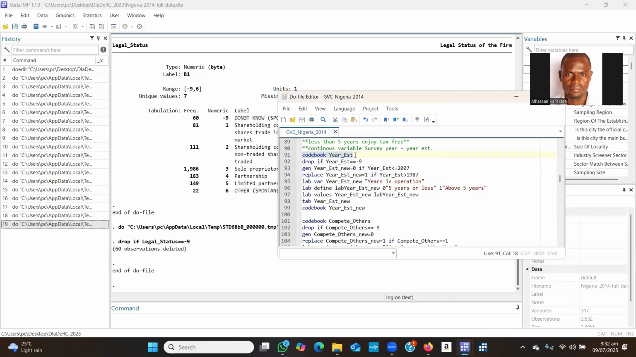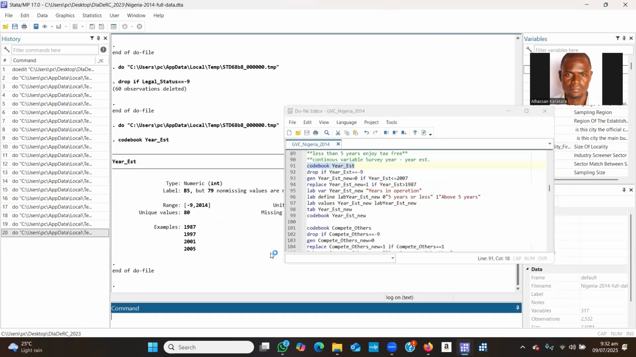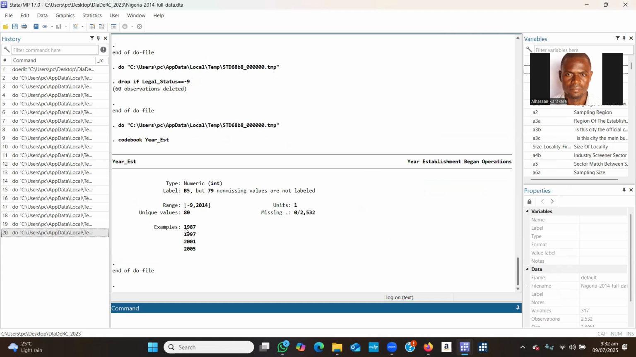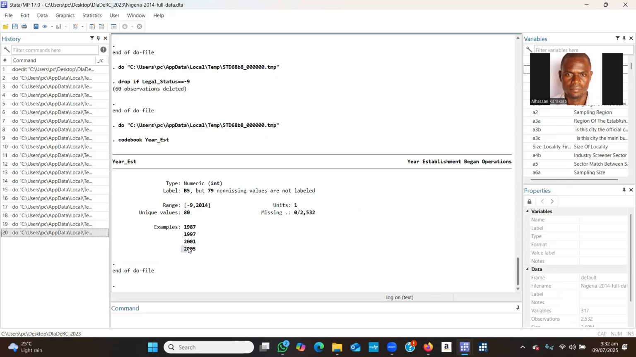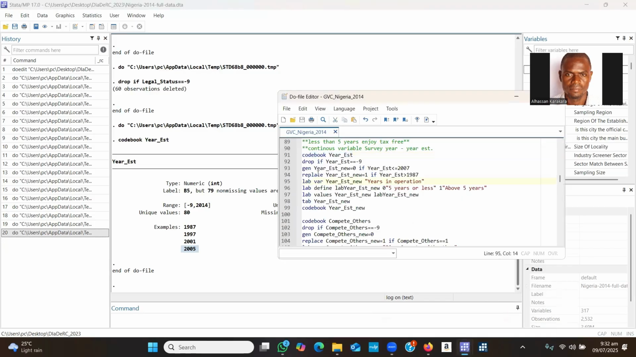So the first thing, I codebook this, and it will tell you the years. Some firms were established in 1987, others 1997, 2001, 2005. So if you pick the firms that are 2005, from that time to the survey year, which is 2014, you could easily get the number of years that firm has been in operation. This is a bit more complex than the gender variable that we did.